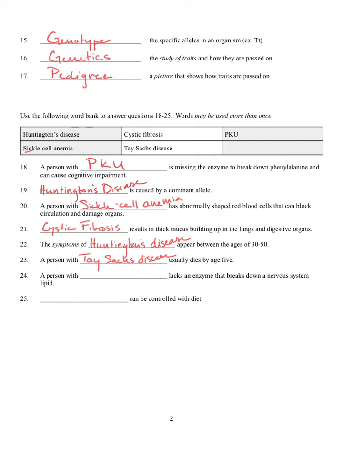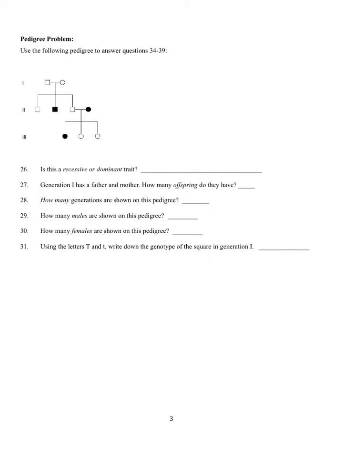Number 24, a person with blank lacks an enzyme that breaks down a nervous system lipid. That's also Tay-Sachs disease. This disease affects children's nervous systems and it progresses quite rapidly, which is why they die at a very young age. Number 25, blank can be controlled with diet, and that is PKU or phenylketonuria. So people who have this disease need to eat a diet that does not contain phenylalanine, and that allows them to reduce the chances that they will suffer cognitive effects. Now we're going to look at several questions about the pedigree that's at the top of this page.